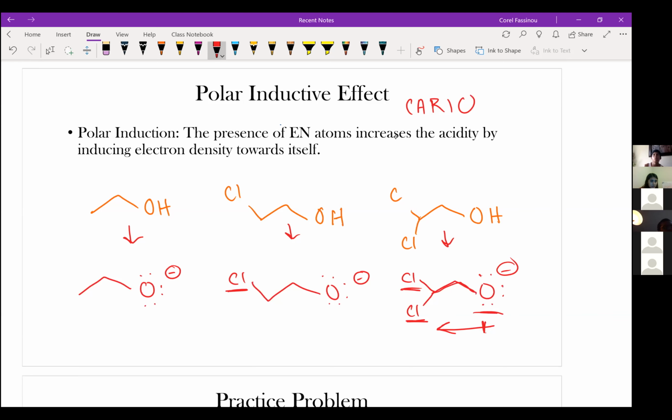So in terms of acidity, this is going to be more acidic than having one chlorine, and having one chlorine is going to be more acidic than having no chlorine.